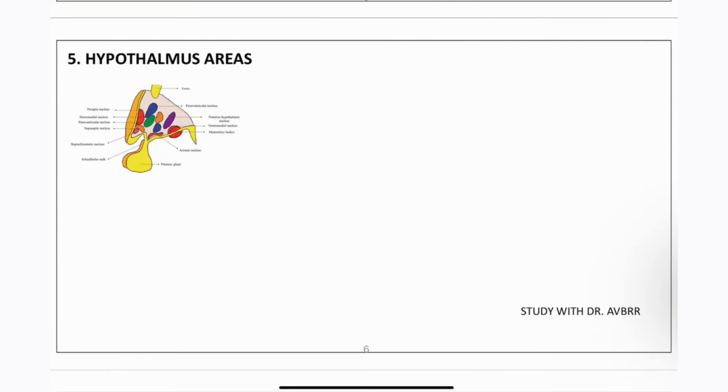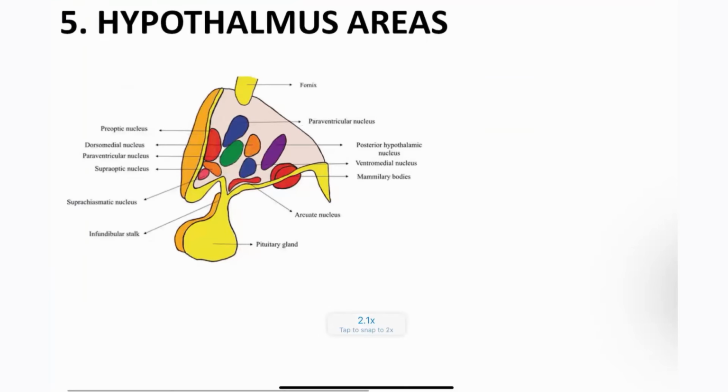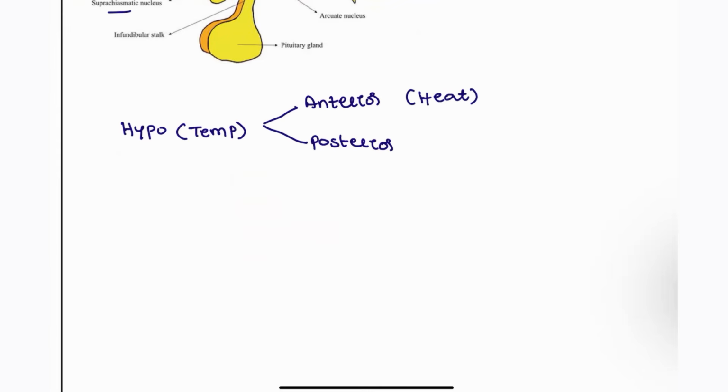In the hypothalamus areas, the commonly asked questions are from which of the nuclei. There are many nuclei here: preoptic, paraventricular, posterior, ventromedial, mammillary bodies, supraoptic, suprachiasmatic. But at least remember these. First, the hypothalamus is important for temperature, so it is divided into anterior nuclei and posterior nuclei. From the anterior nuclei you are going to get the heat, and from the posterior it is going to be cold.